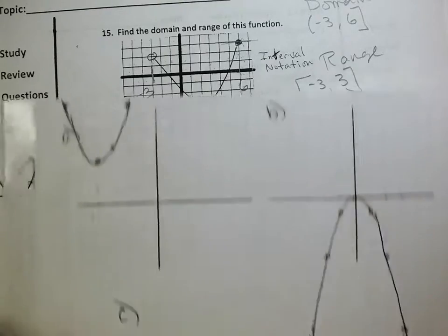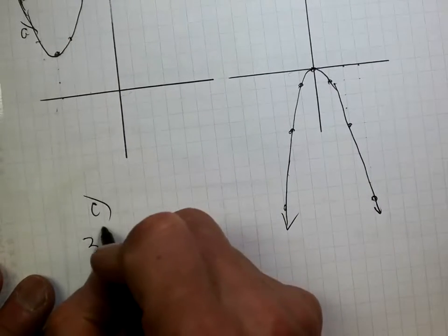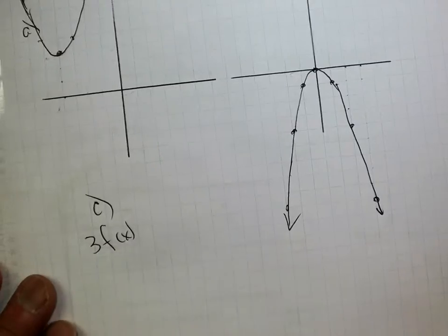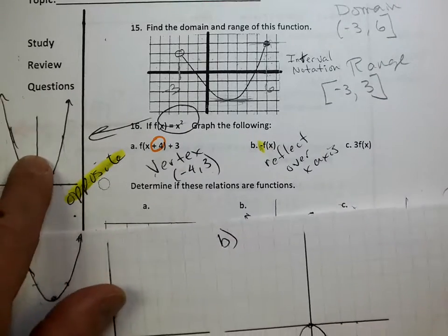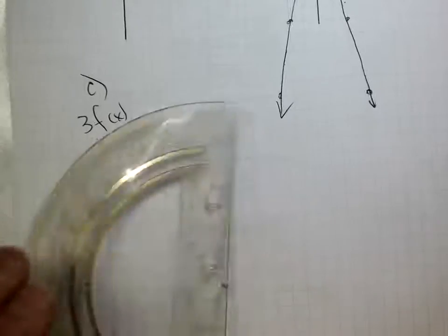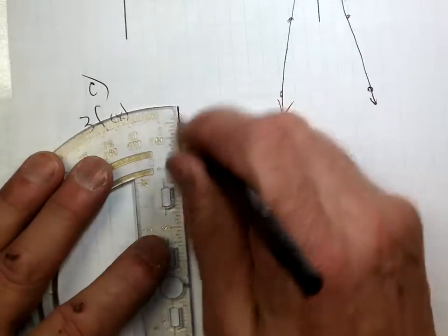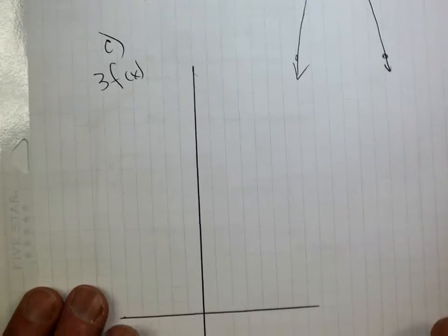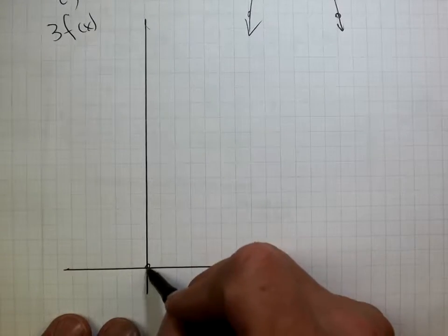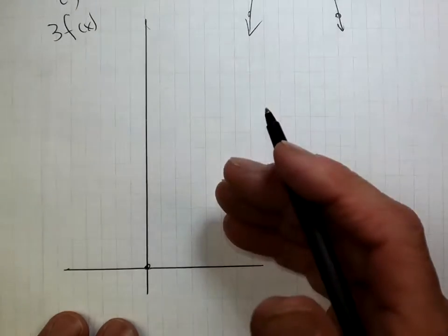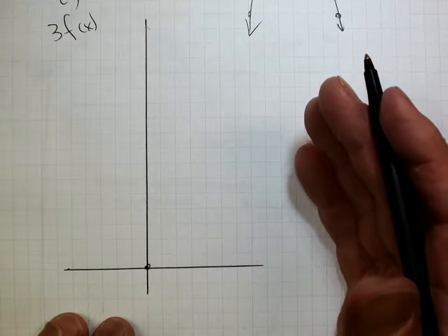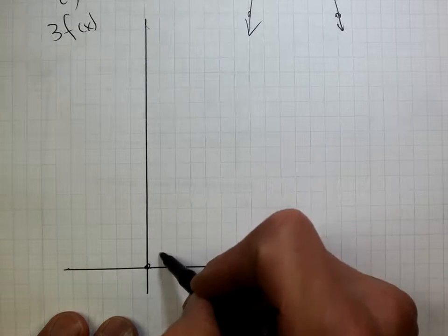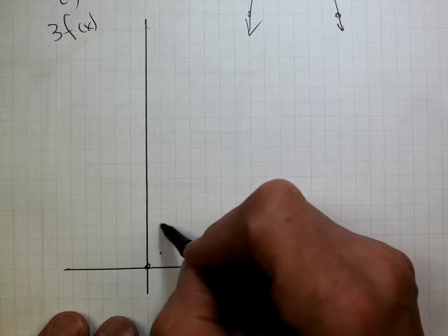C, we're going to have 3 of f of x. So we're going to take our parabola and just make it 3 times as tall. I'm not going to get all of it for sure. I'm going to get as much of it as I can, but it's going to be real tall. So 0, 0, because 3 times as tall as 0 is still 0. 1, 1, but I got to go 3 times as tall, so I'm going to go 1, 3.